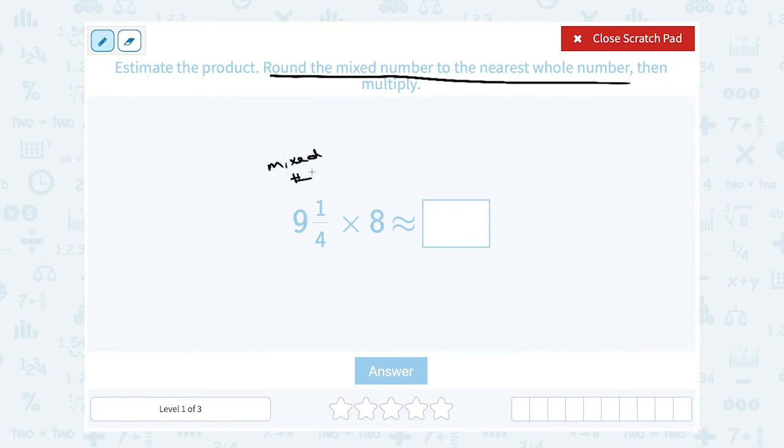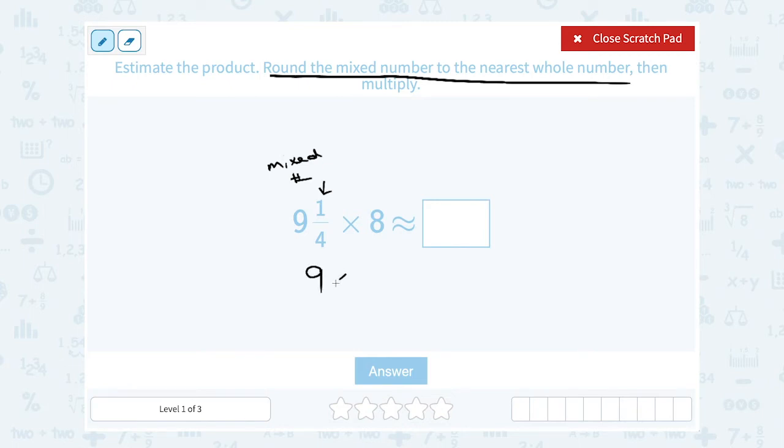Okay, if I want to round that to the nearest whole number, I'm either going to round it to 9 or 10. To figure out whether it stays a 9 or rounds up to a 10, you look at the fraction part. When we have a decimal, remember if your decimal is 0.5 or higher, you would round it up, and if it was less than that, you would round it down. So with fractions, remember 0.5 is half. So is 1/4 more or less than half? Well, it's less than half, so I would round that down to 9.